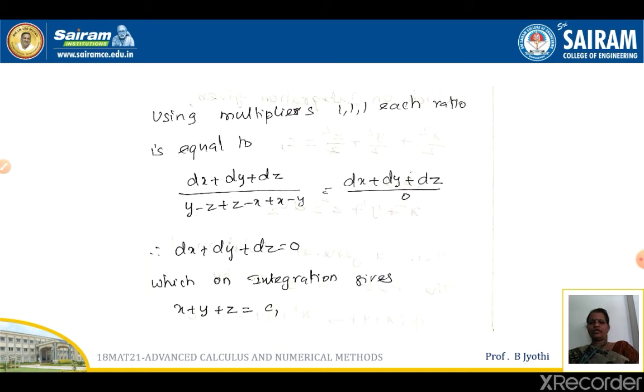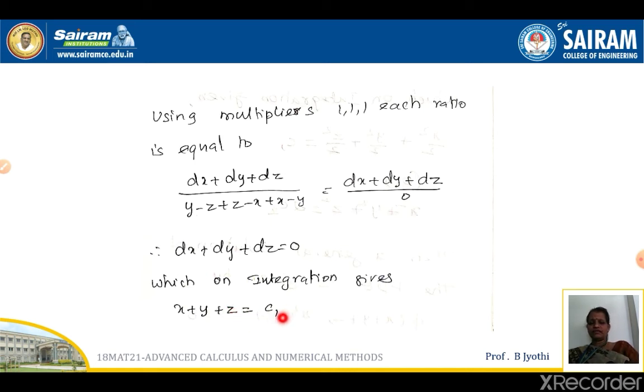Now, we need to use the multipliers in each ratio. Each ratio is equal to dx plus dy plus dz divided by (y minus z) plus (z minus x) plus (x minus y). That means we are adding all three by multiplying 1 to both numerators and denominators. We will get the denominator as 0, so dx plus dy plus dz is equal to 0, which on integration gives x plus y plus z is equal to c1.